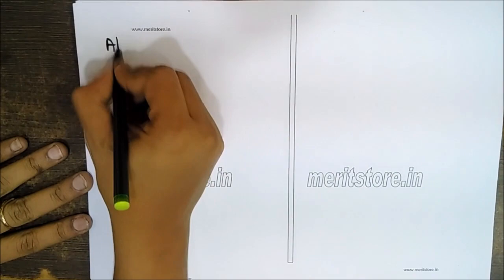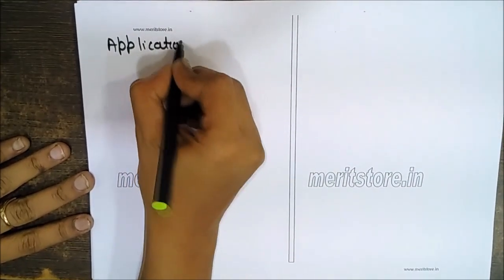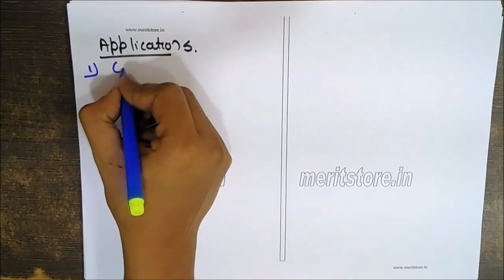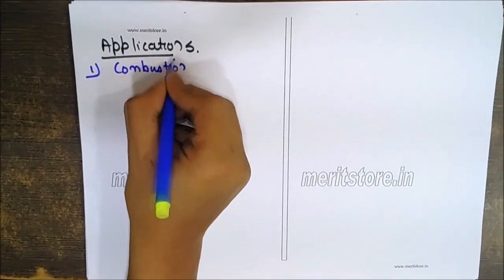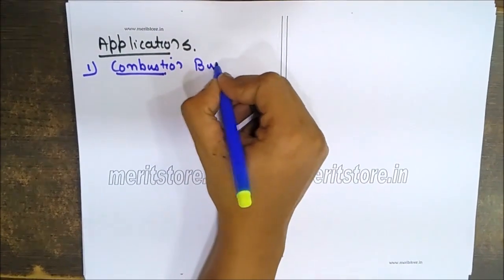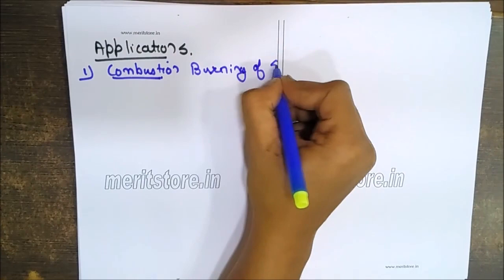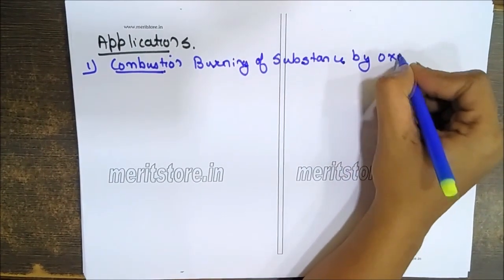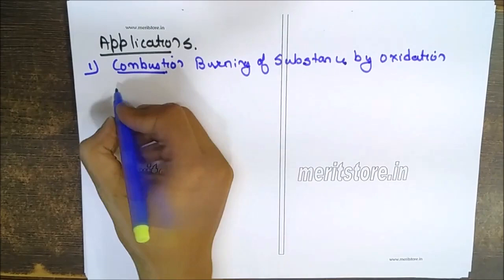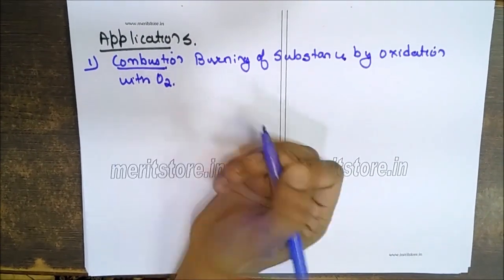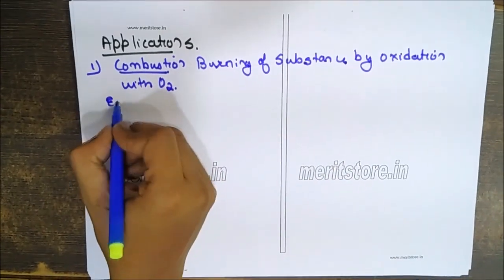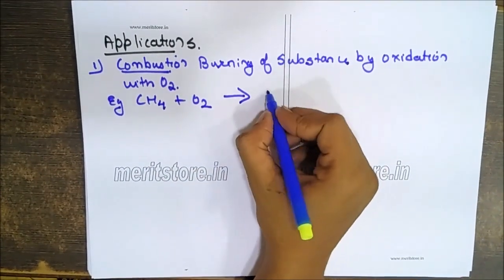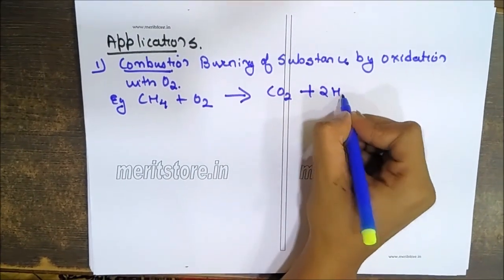Okay, the last part of this chapter says applications of redox reactions. Okay, the first application of redox reaction is in combustion. Now, what is combustion? It's burning of substance by oxidation in presence of oxygen. Okay, so in presence of oxygen, this is called combustion. For example, if we say methane is burning in presence of oxygen to get converted to CO2 and water molecule.